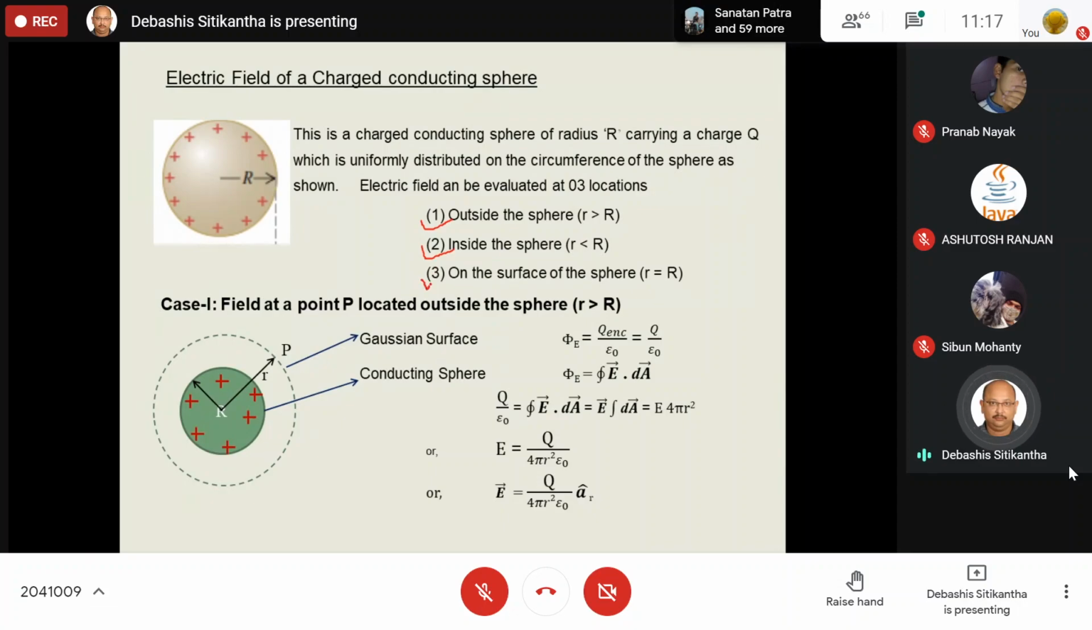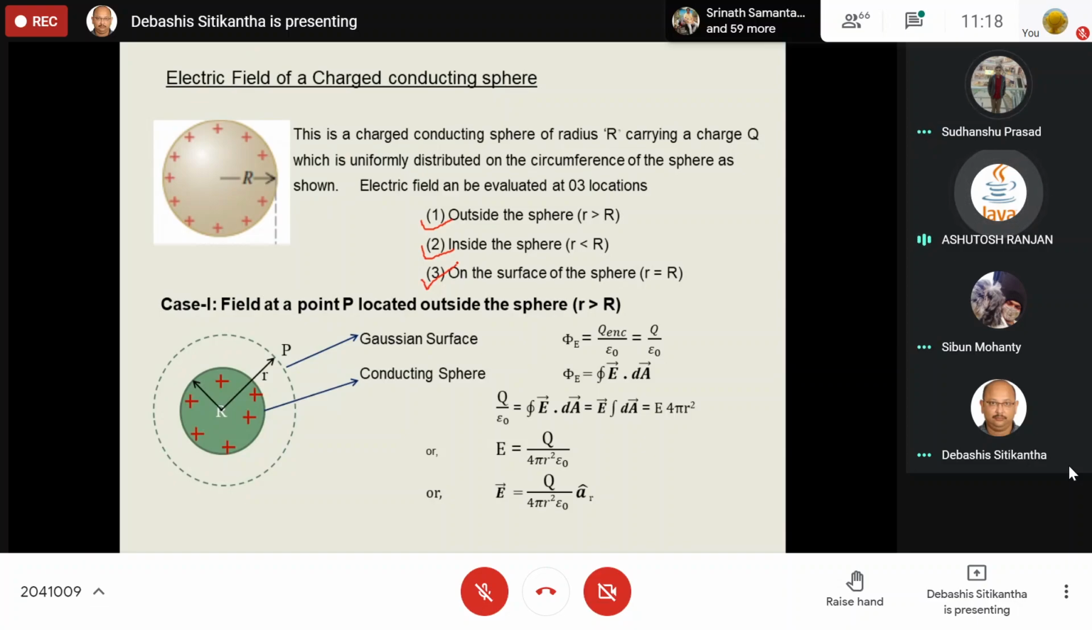What will be the electric field on the surface of this conducting sphere? Who will tell me? Yes, come on, tell me. So Q by 4 pi R. Q by 4 pi R. No, that's not correct. Q by 4 pi R square epsilon. No. Okay, which R? Small r or the capital R?